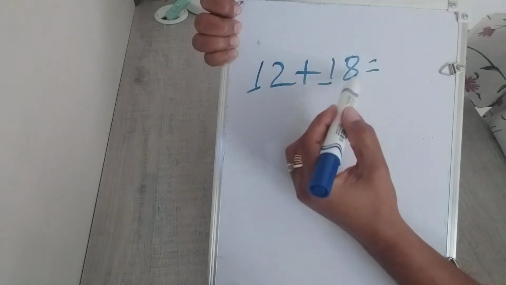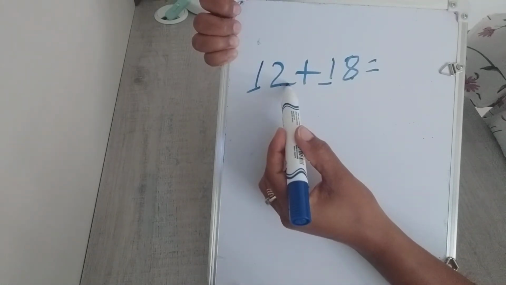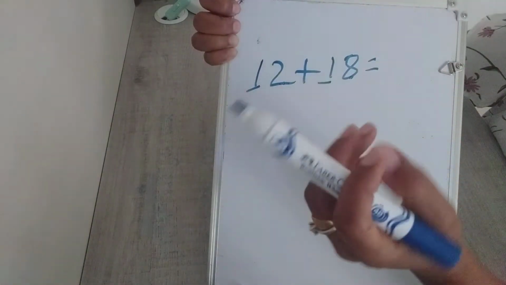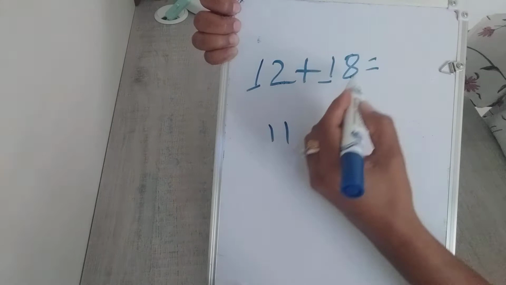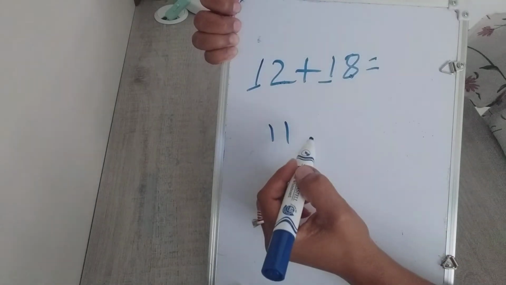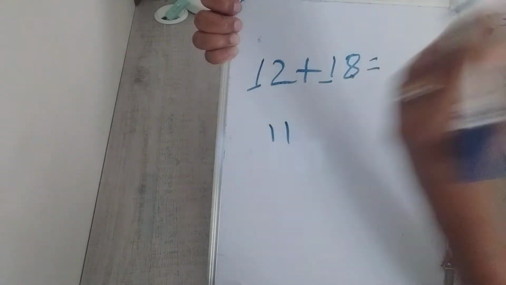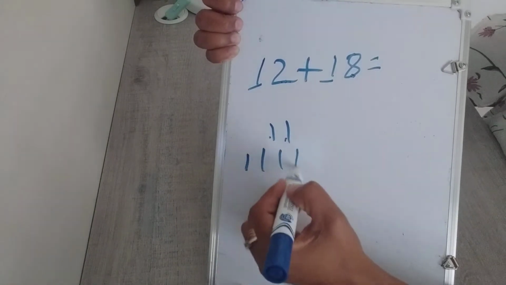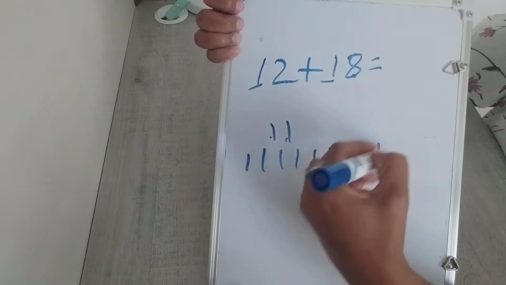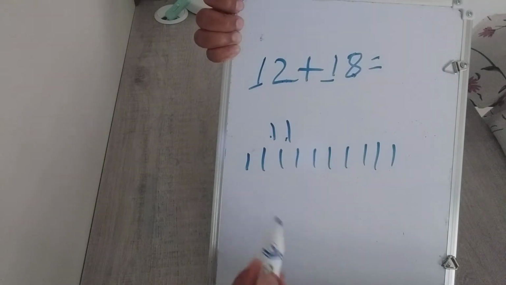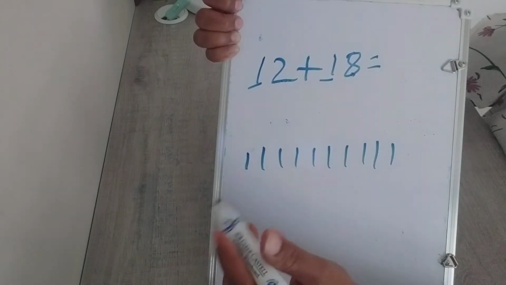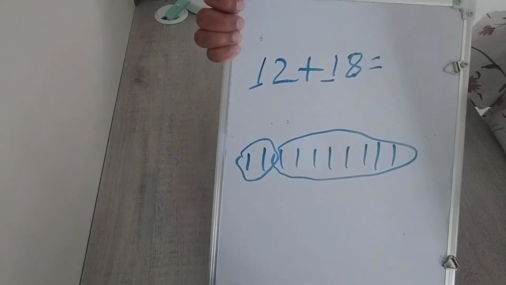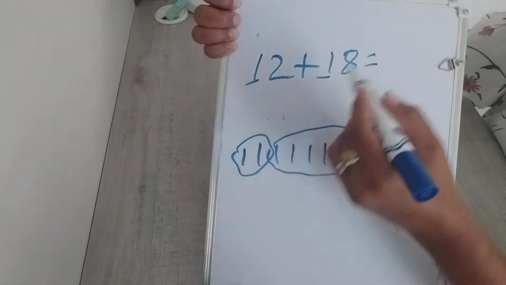Okay? Now 8 plus 2, what will be? 8 in my head, 2 here, 8, 9, 10. Yes? I have 2 here, I have 8 in my head. Okay? 10, 8 in my head, 9, 10. Or if you don't want, 1, 2, 3, 4, 5, 6, 7, 8, 9, 10. Okay, together. I have 2 here, I have 8 here. Okay, what will be? 10.